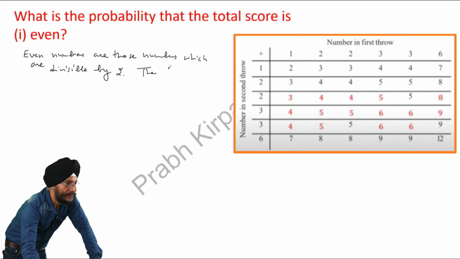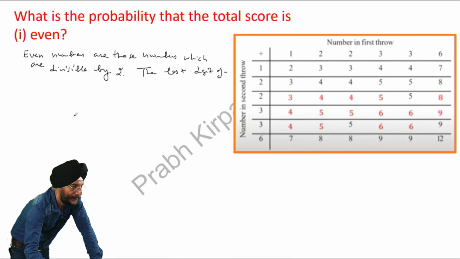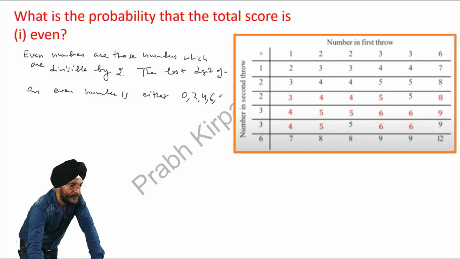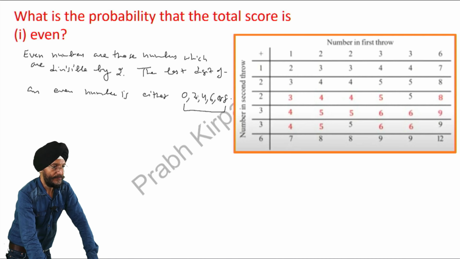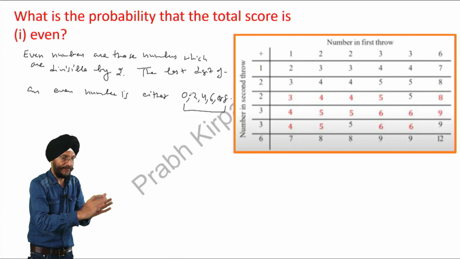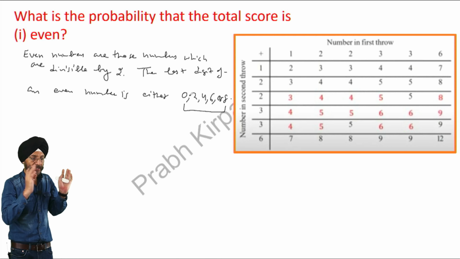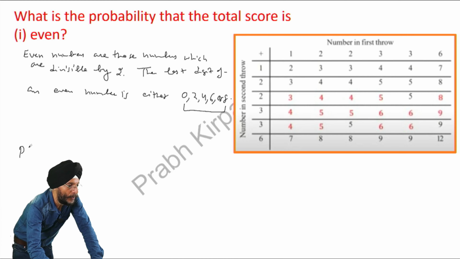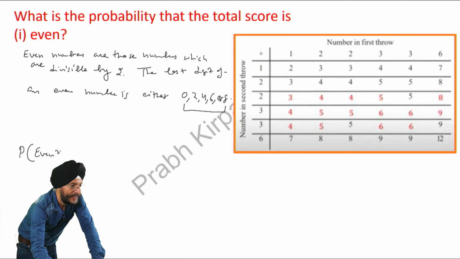The last digit of an even number is either 0, 2, 4, 6 or 8. Last digit of the even number may be any one of these 5. Even numbers are those which are completely divisible by 2. Now we can calculate the probability of getting an even number.